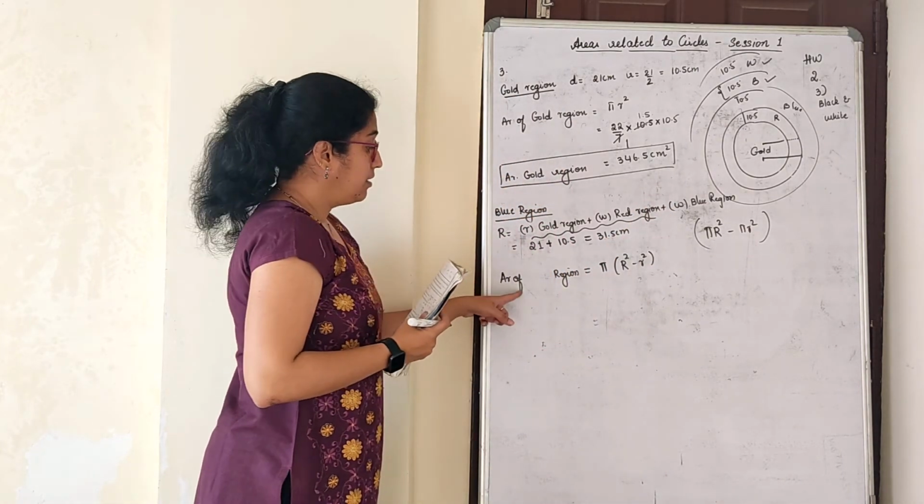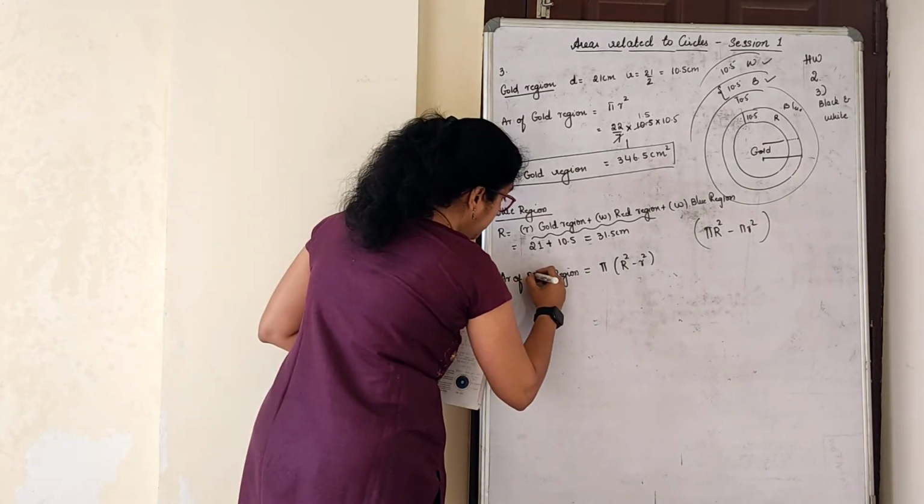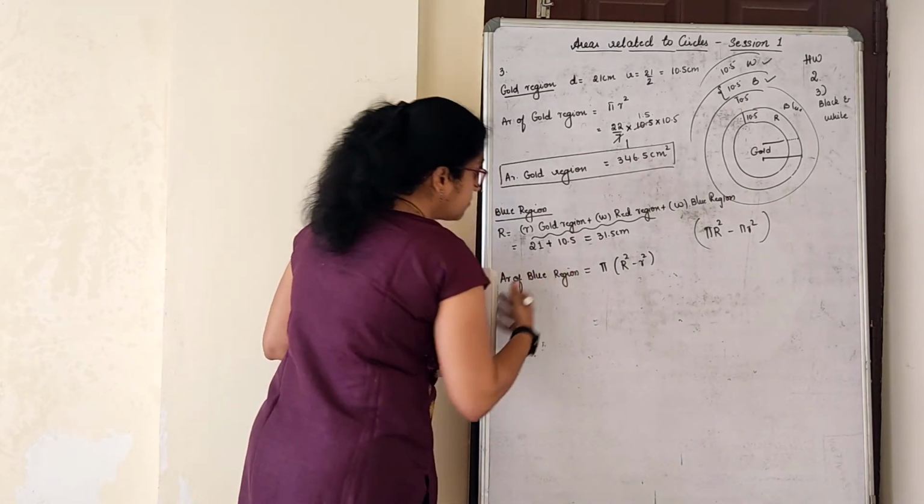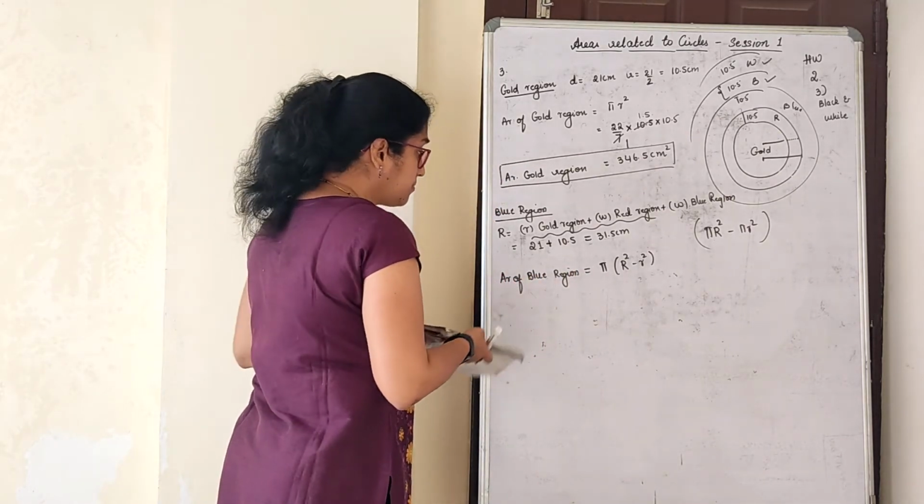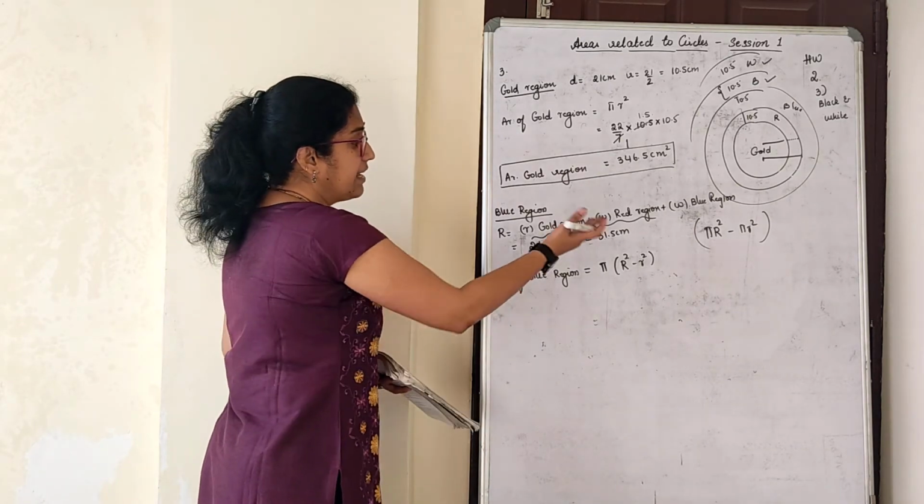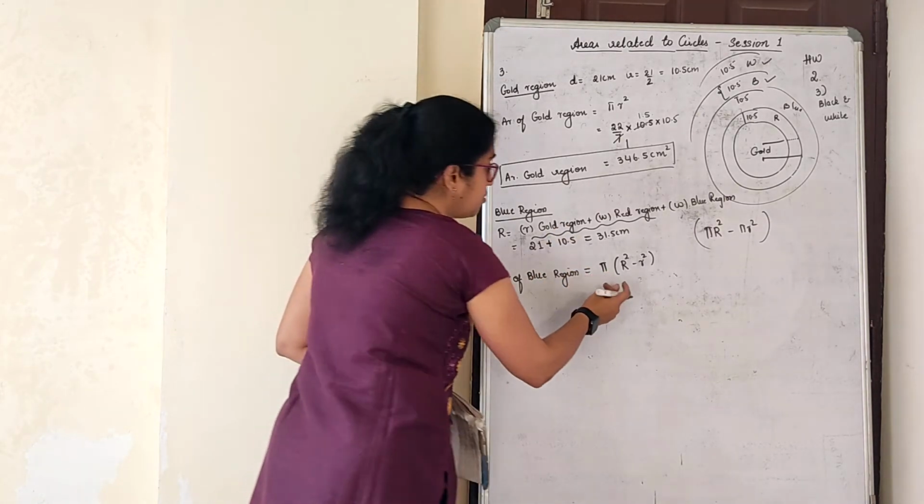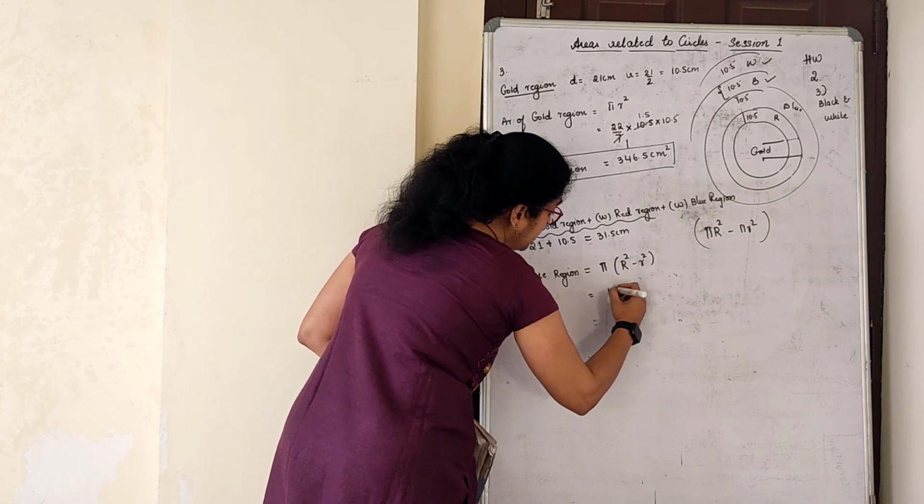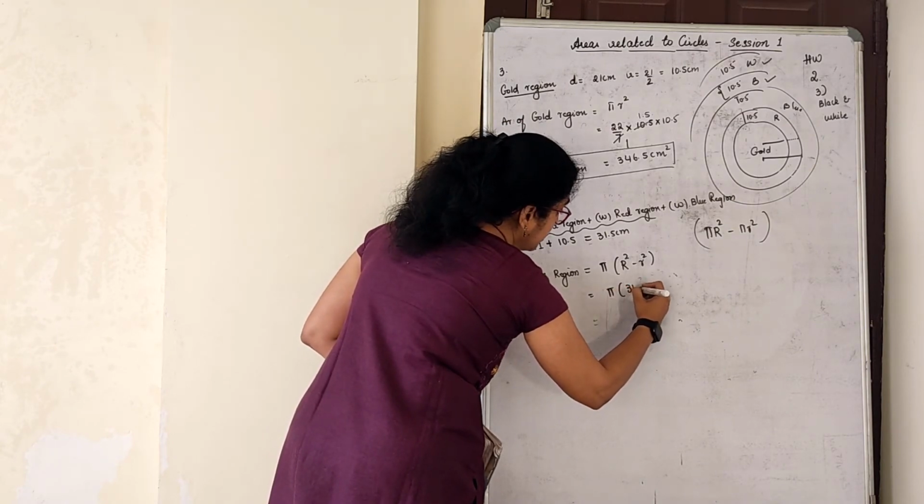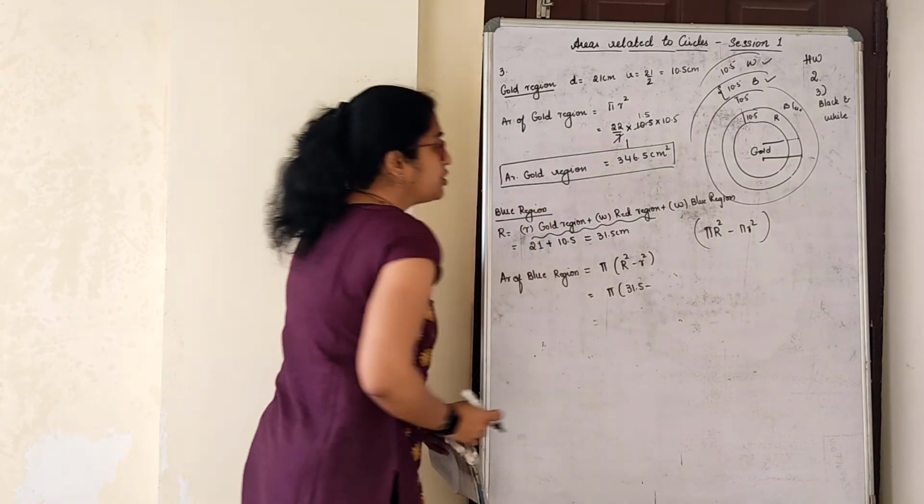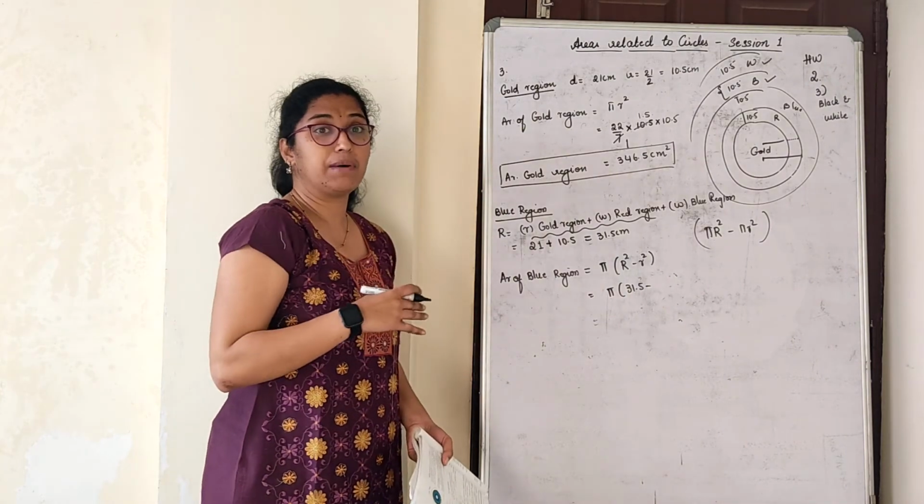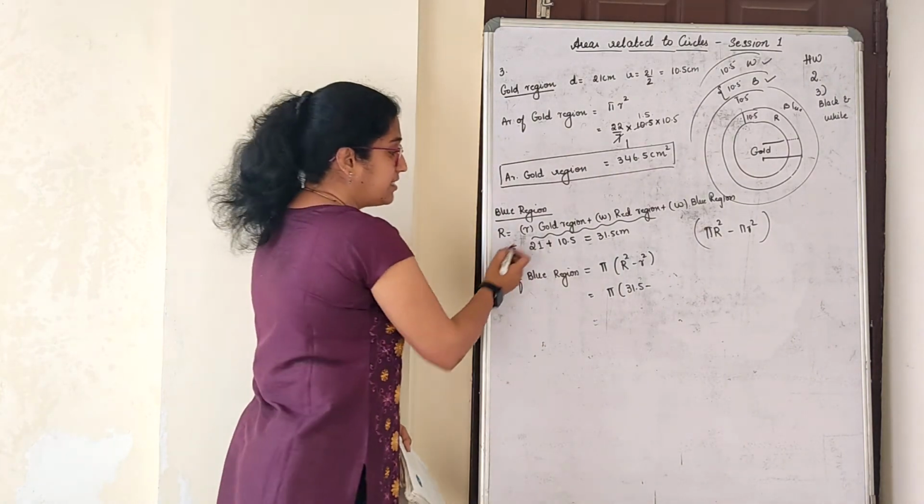Okay. Now, area of the blue region. Again the same formula, pi times R square minus r square. So, what is your R now here? Your R is 31.5. What is your other r? The previous region that you have found out, that is 21.